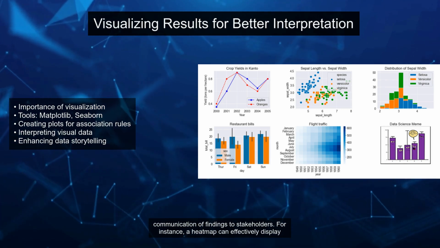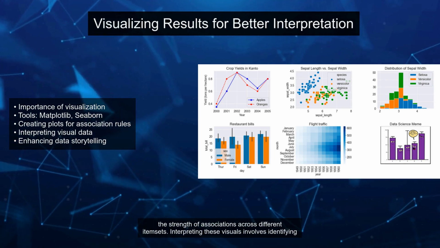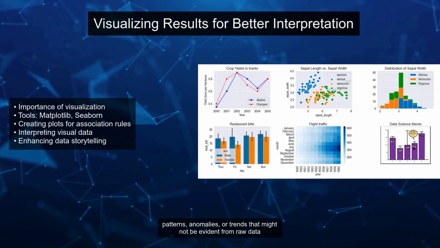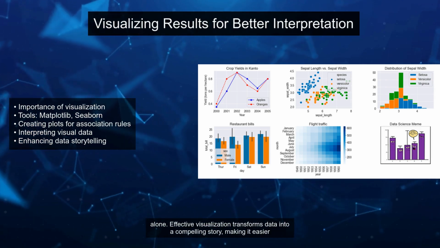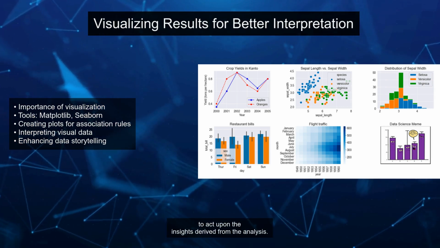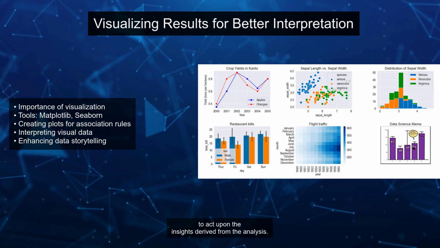For instance, a heat map can effectively display the strength of associations across different item sets. Interpreting these visuals involves identifying patterns, anomalies, or trends that might not be evident from raw data alone. Effective visualization transforms data into a compelling story, making it easier to act upon the insights derived from the analysis.